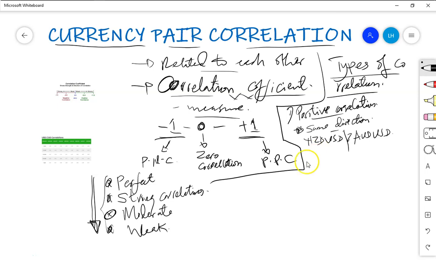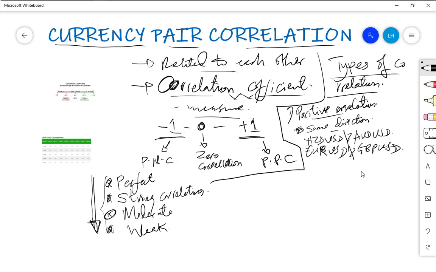Also positive correlation is between EURUSD and GBPUSD. They have a positive correlation which is very strong in a weekly time frame. EURUSD and GBPUSD show a strong correlation in a weekly time frame. So those are the common examples of currency pairs that show positive correlation.